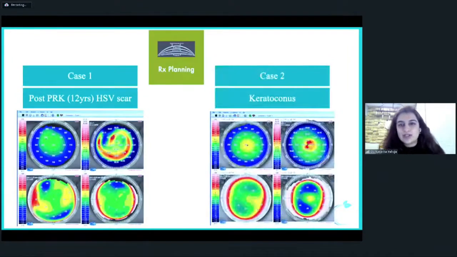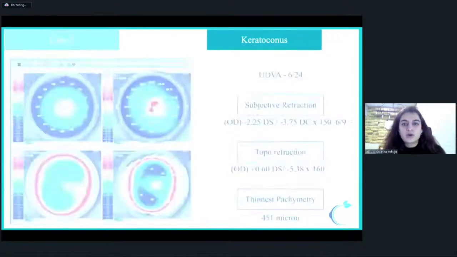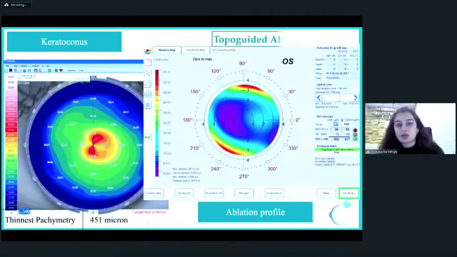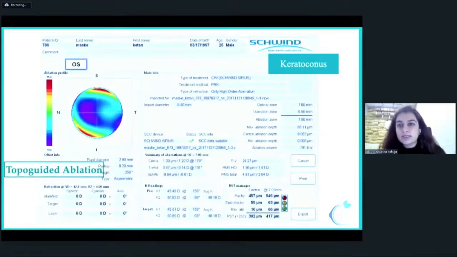Coming to the next case, which is the keratoconus case, which is the most common application of topo-guided correction. Now, this is a patient who had a subjective refraction of a minus 3.5 cylinder, but a topo refraction of almost minus 6. But I do not have enough pachymetry to obviously correct all of it. So, I went ahead and looked at how much is the total ablation, which went up to a magnitude of 65. Now, of course, after removing the epithelium and doing cross-linking, 65 was sounding a little too much.